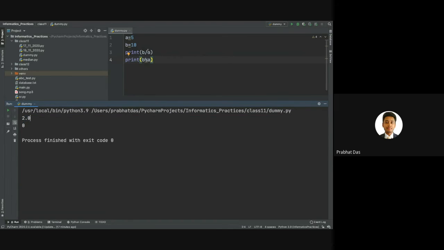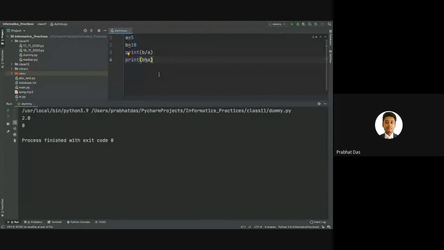Okay, in case of B by A, we are getting the quotient, and in case of B modulo A, we are getting the remainder. So this symbol is known as the modulus symbol in programming. In mathematics also you will be learning modulus, but don't get confused with that. This is the modulus symbol of Python or any programming language. Okay, so this was all about division.